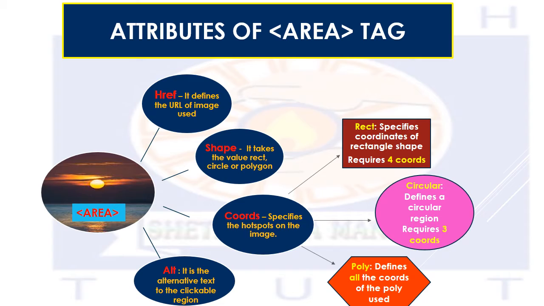The last attribute of the area tag is alternative text. You have already used this in your earlier practicals, the alternative text we give to that particular image, correct? This is the clickable region where I want the alternate text to be highlighted. That is the meaning of alt. So these are the attributes of the area tag, students. Let's move ahead with the example.